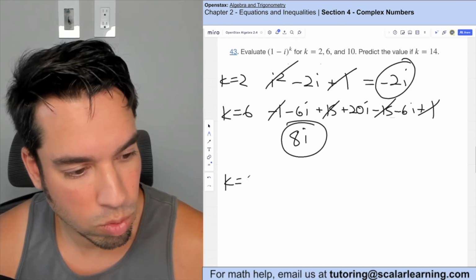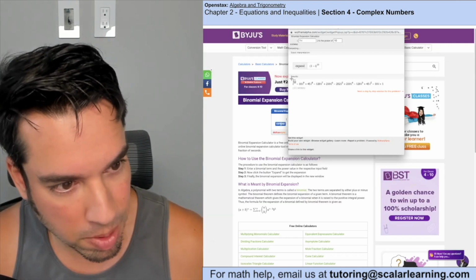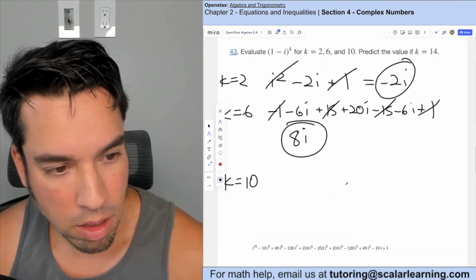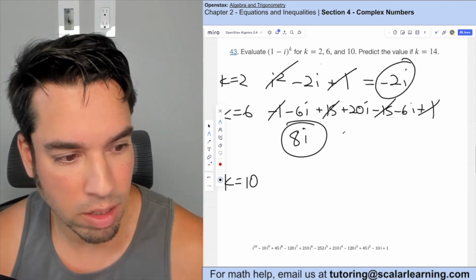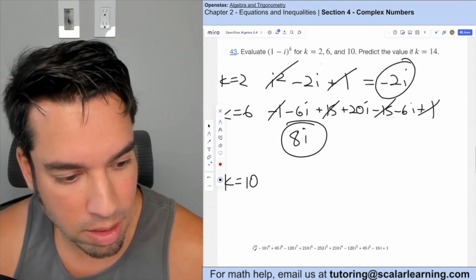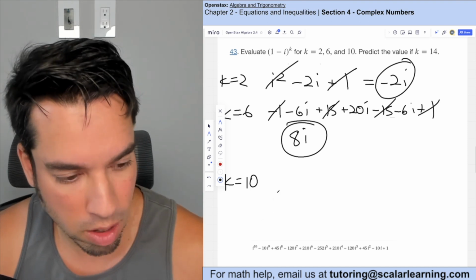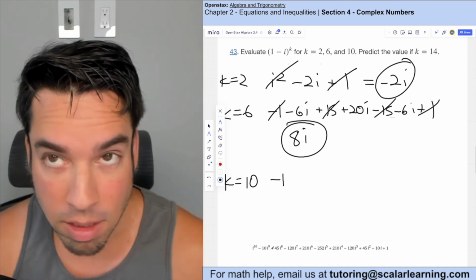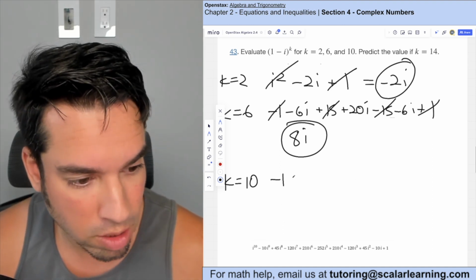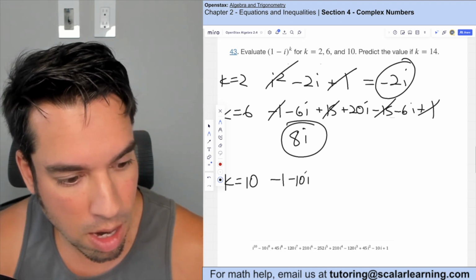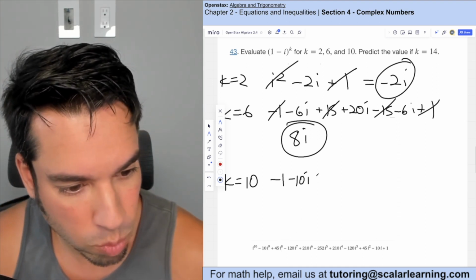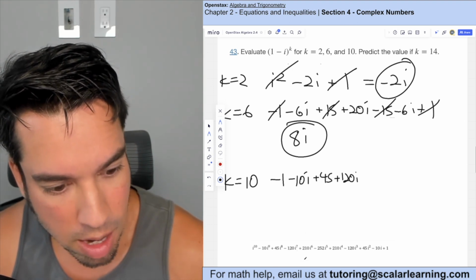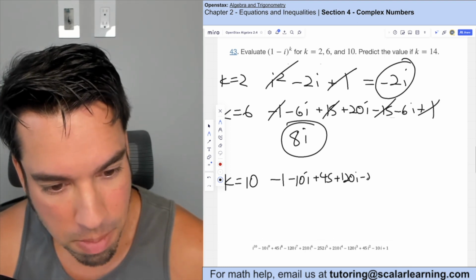Now let's do k equals 10. I'm going to put it up, and then we'll knock it out. My guess is that there's a pattern here where the real number part is going to cancel out again, but we'll see if that's true. So i to the 10th is i squared, which is negative 1. i to the 9th is just i, so that's minus 10i. i to the 8th is just 1, so it's plus 45. i to the 7th is negative i, so that's plus 120i. i to the 6th is like i squared, so it's minus 210.